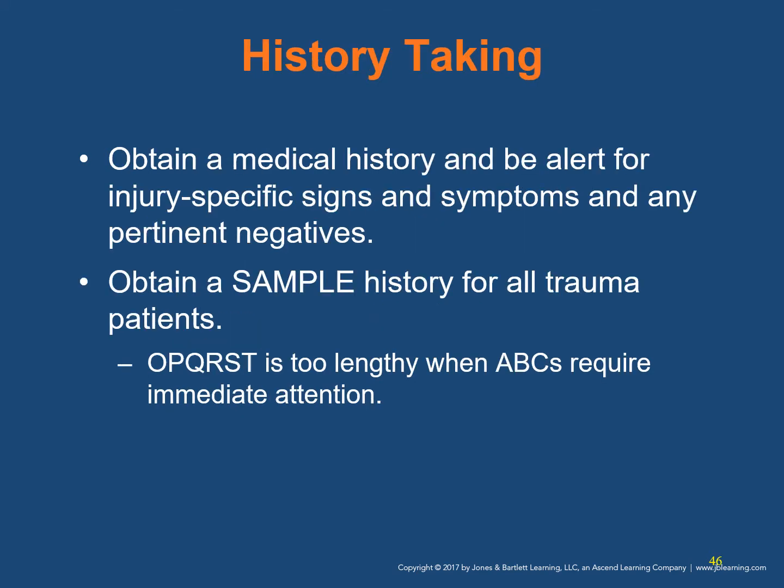History taking. Obtain a medical history and be alert for injury-specific signs and symptoms and pertinent negatives. Obtain a SAMPLE history for all trauma patients. How much and in what detail you explore this history depends on the seriousness of the patient's condition and how quickly you need to transport him or her to the hospital. Make an attempt to obtain this history without delaying time to definitive care.